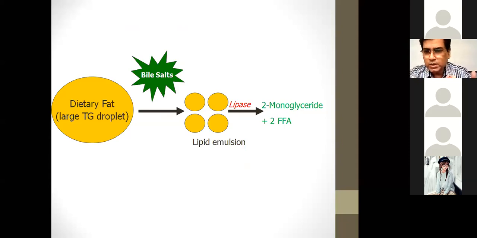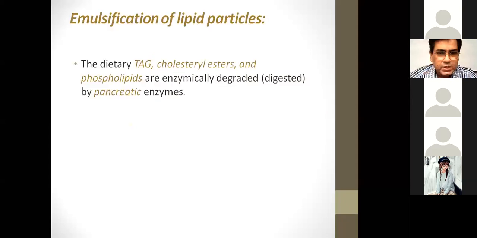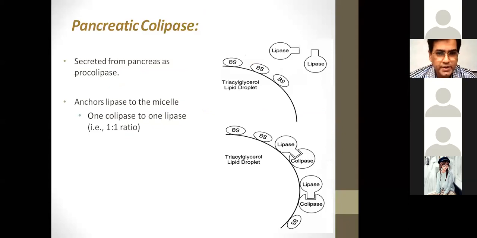We know that for absorption, we need to convert larger polymers into smaller monomers. For example, as you have already studied with polysaccharides, polysaccharides are converted into monosaccharides to get absorbed by the intestines. Now, these triglycerides, which are emulsified or broken down into much smaller particles, are enzymatically degraded by the pancreatic enzymes and absorbed by the intestinal cells.